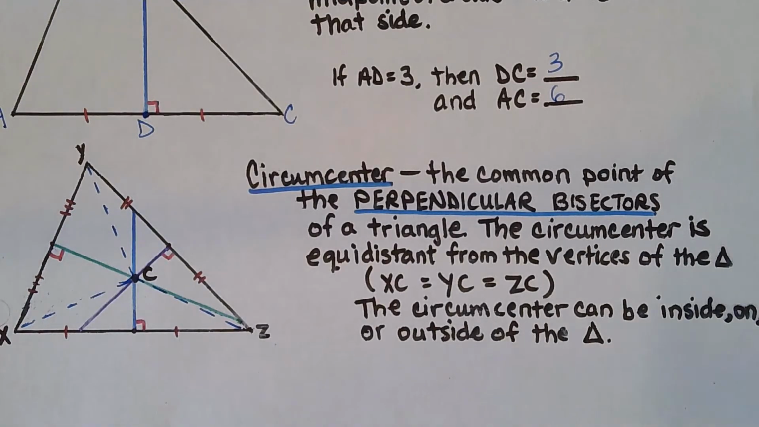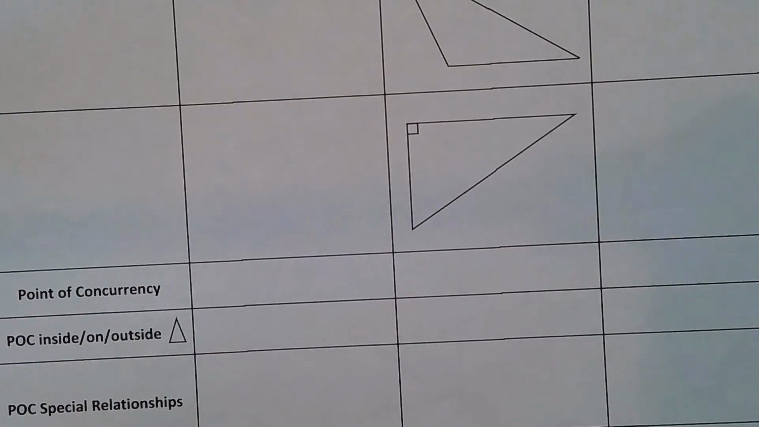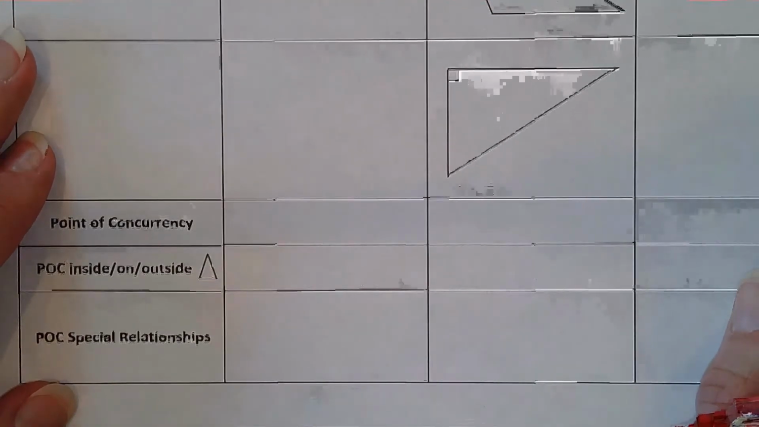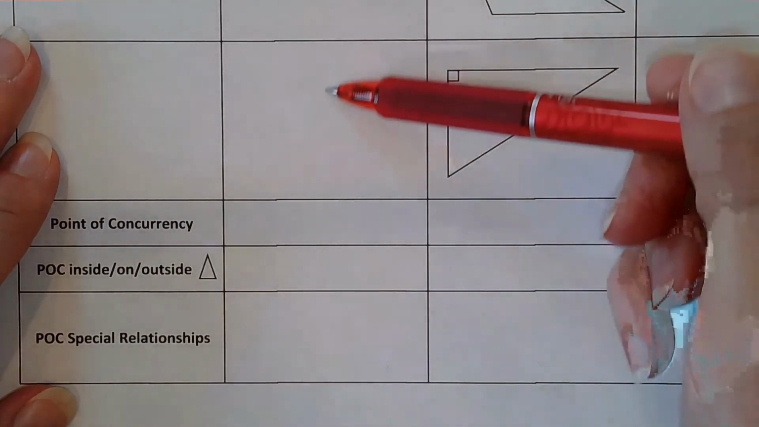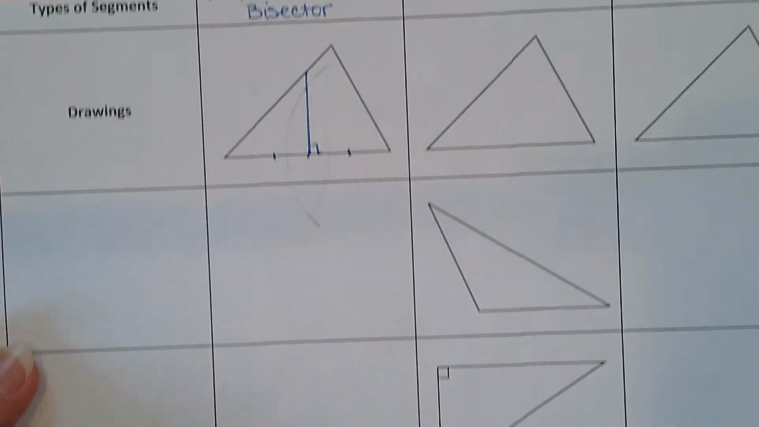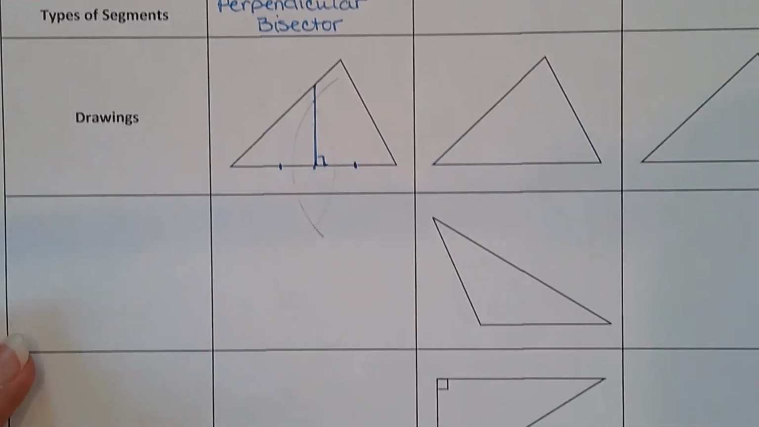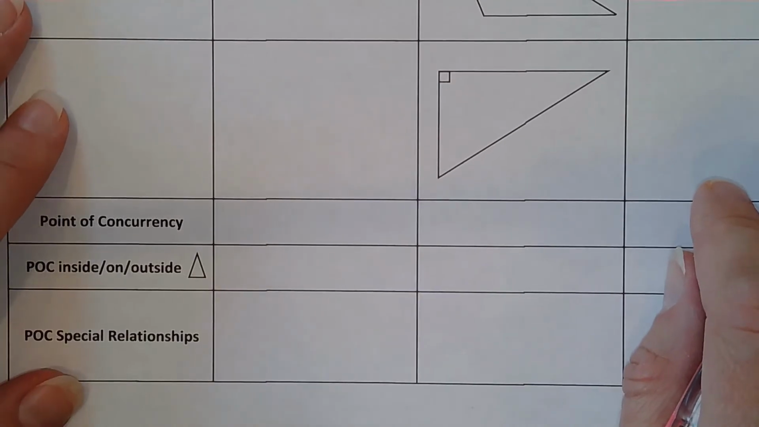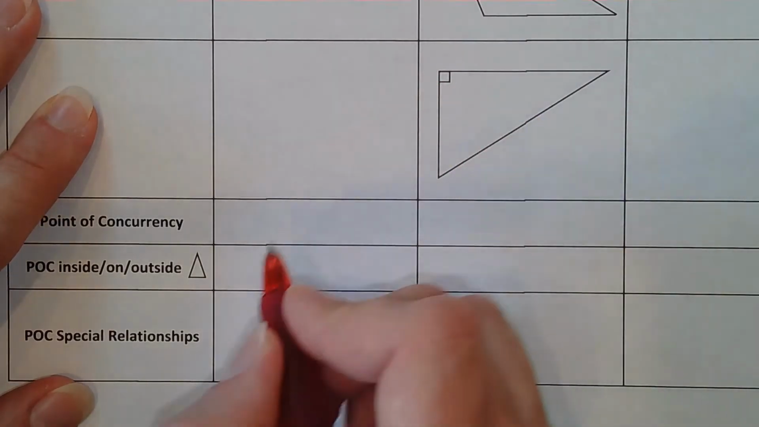Now let me go back to the chart and I will help you fill out what we need to put in the chart here. All right, so we had perpendicular bisectors as this first column here. Had the perpendicular bisectors. I'm going to move that, come down here. The point of concurrency, fill this in on yours, is circumcenter.